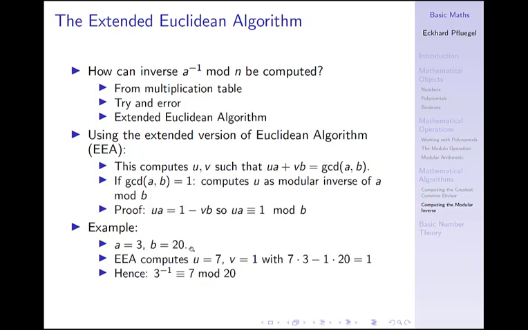But if you are interested in the theory as well and want to understand a little more why it computes the modular inverse, then look at this fact here. The fact is that the extended Euclidean algorithm, or EEA as people sometimes say, does the following based on an input, A and B.